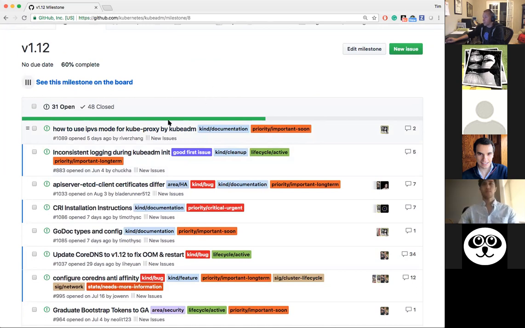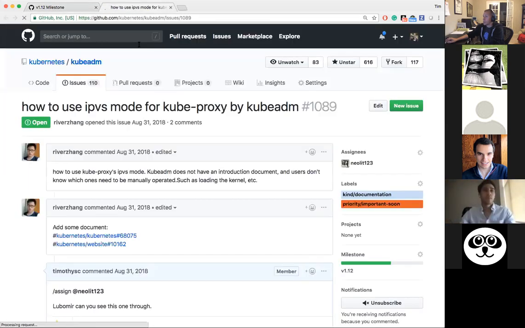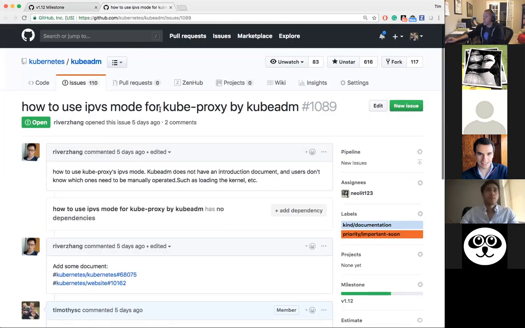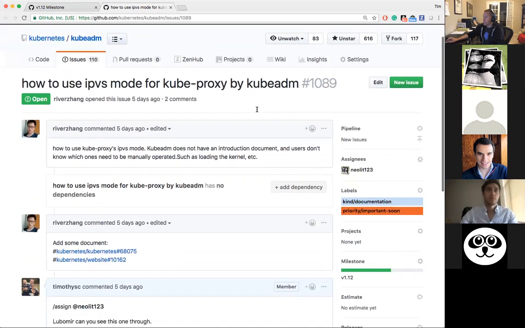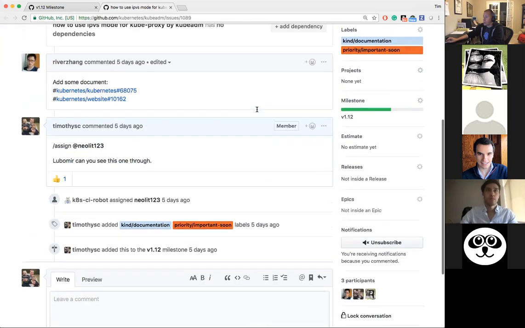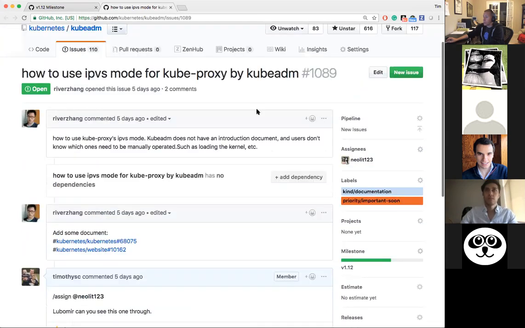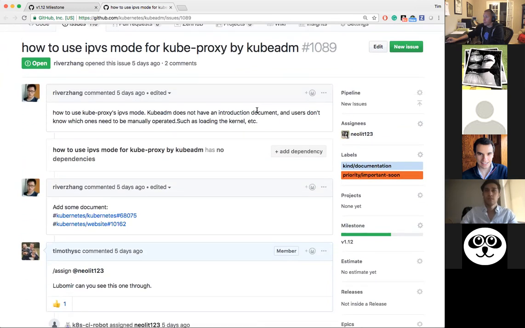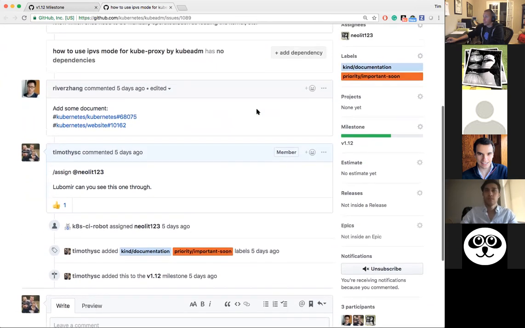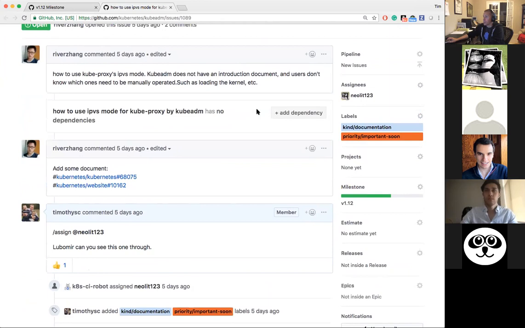Sounds good. All right, so the first one is on you, Lubomir: how to use IPVS mode for kube-proxy by kubeadm. I saw portions of the documentation fly through. Do you think this is still a go for 1.12? I think I assigned it to you.